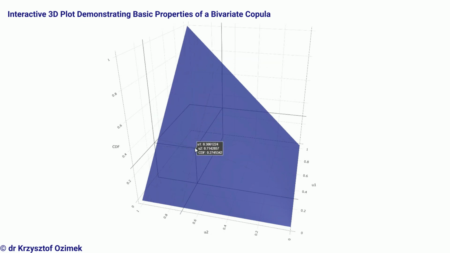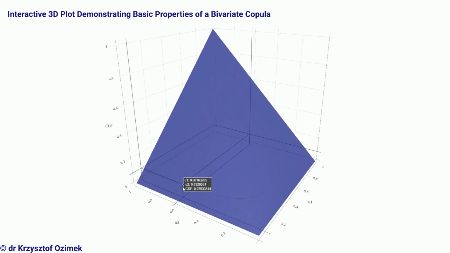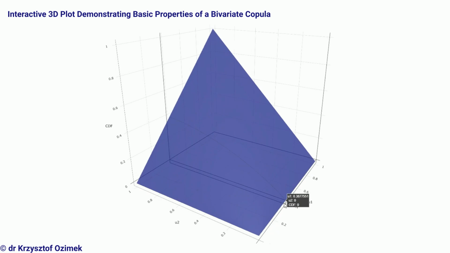Next, we move to the boundary. Now, we consider the case where u1 is non-zero, but u2 is 0. In this situation, the value of the copula will always be 0. This means that if at least one of the arguments is 0, while at least one other argument is different from 0, then the value of the copula equals 0.